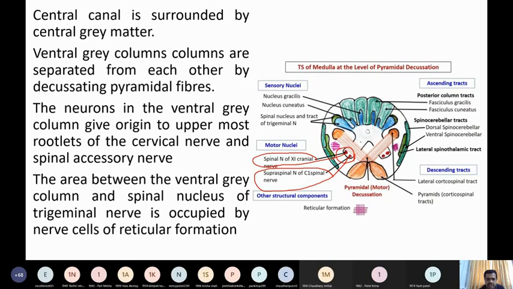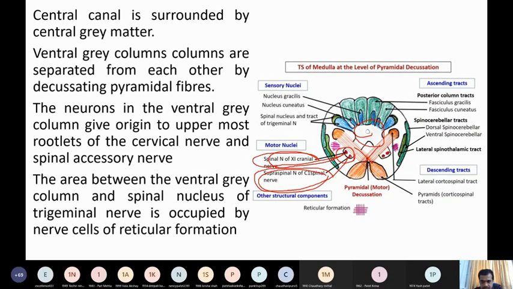Clear? So once again I'll repeat, the central canal is surrounded by the central gray column. The anterior gray horns are separated from each other by the decussating pyramidal fibers. The ventral gray column has two nuclei, which give origin to the spinal accessory nerve and first cervical spinal nerve. The area between the ventral gray column and the spinal nucleus of the trigeminal nerve is occupied by nerve cells of the reticular formation.